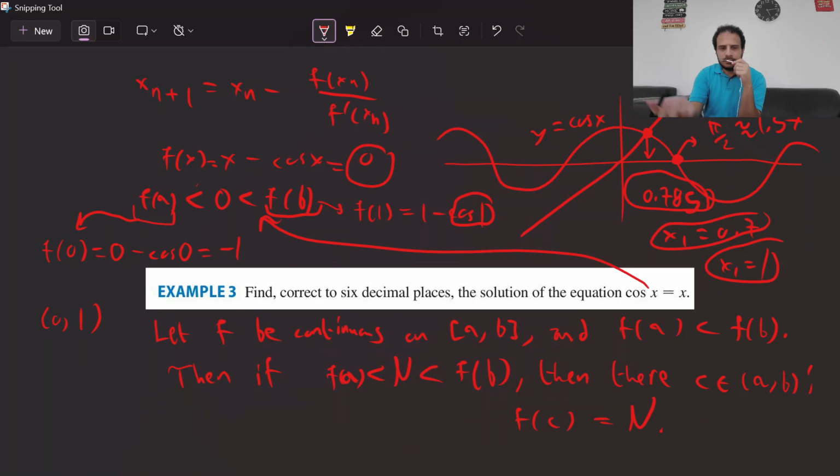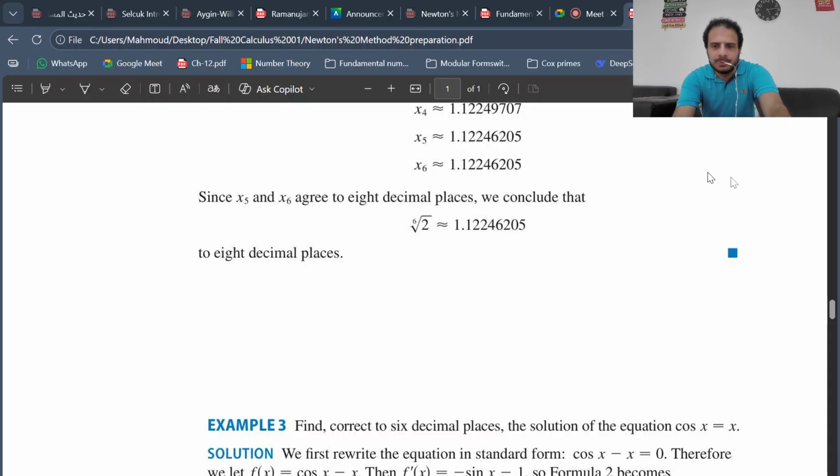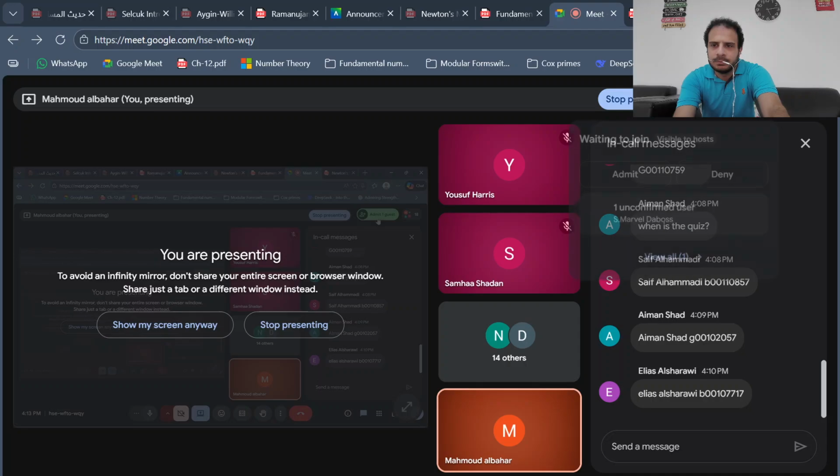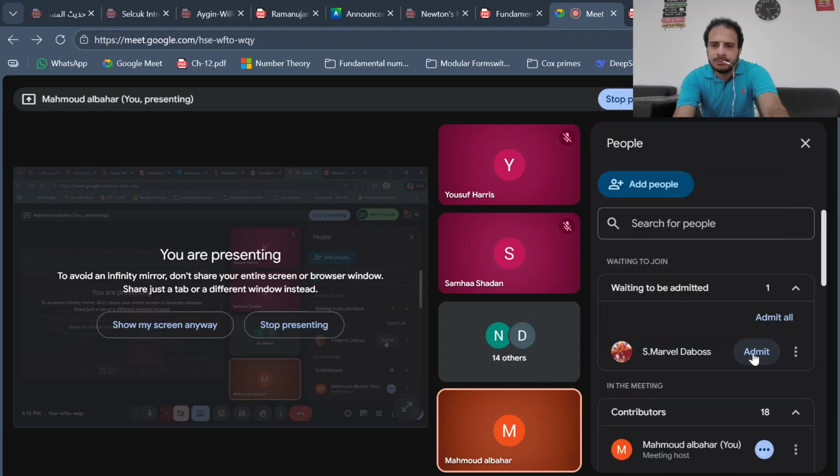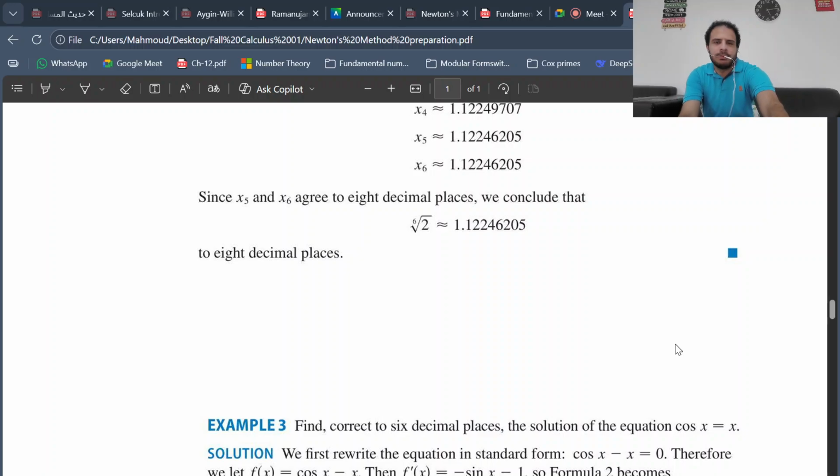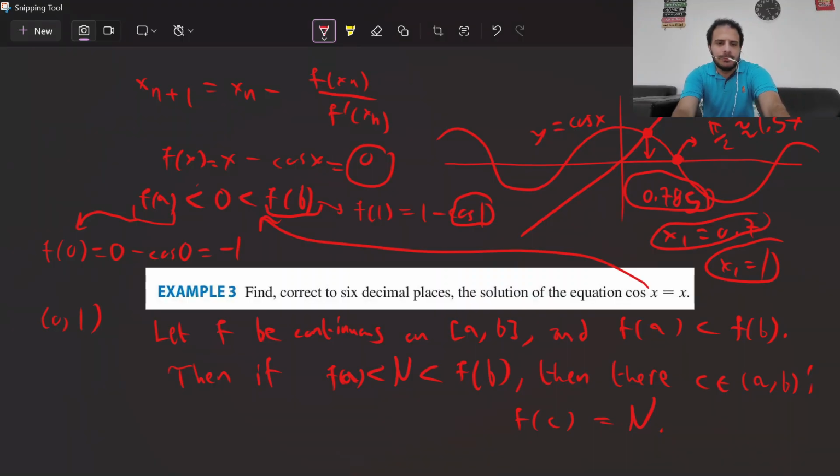So we can choose x1 equals 1. Good. Do you have a question about this?